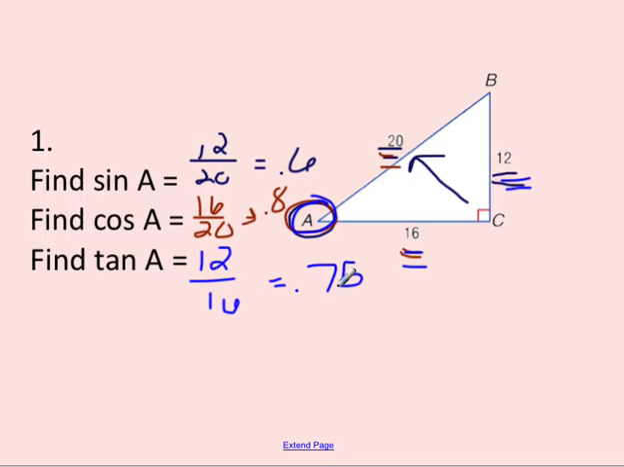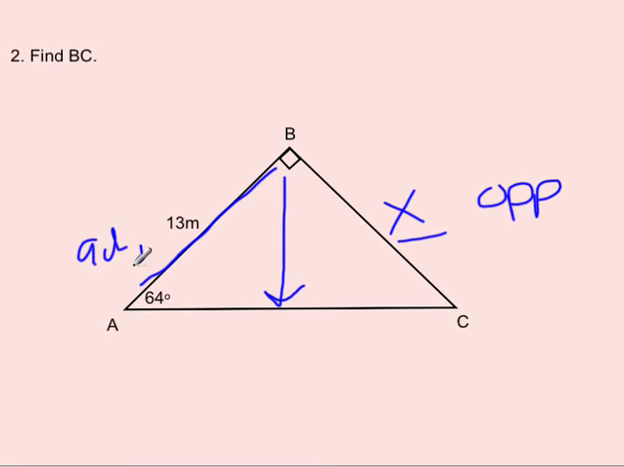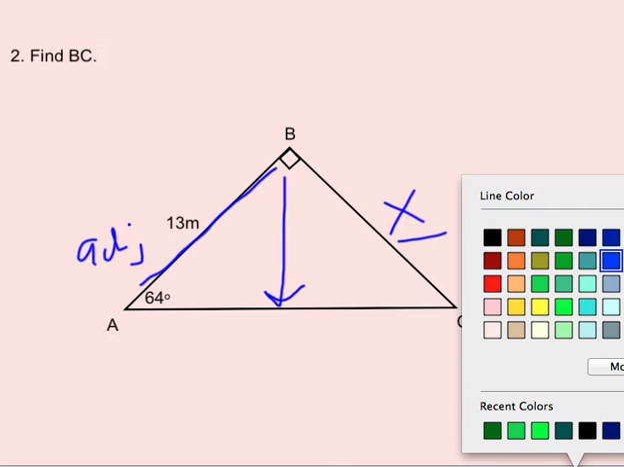Okay, so let's go ahead and do a couple more examples. We want to find the measure of BC. So I'm going to call that x. So what do we know? Well, AC is the hypotenuse. So that means that x has to be my opposite and that 13 has to be my adjacent. So I have to think, okay, what trigonometric function represents adjacent and opposite? And that's going to be tangent.